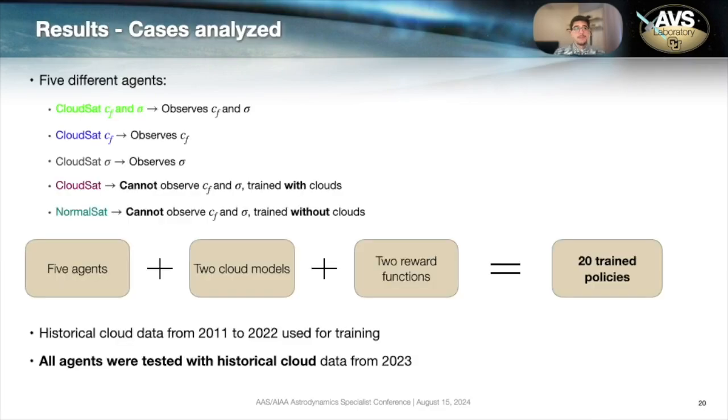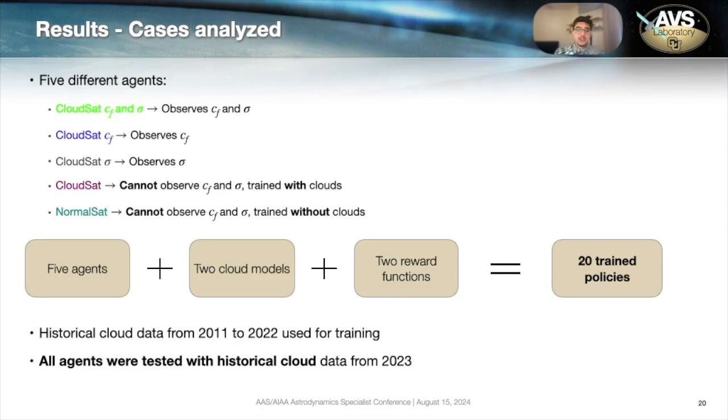So the results now. We consider 5 different agents that have different observation capabilities. CloudSat CF and Sigma can observe the forecast and standard deviation. CloudSat CF can only observe the forecast. CloudSat Sigma only observes the confidence in the forecast. CloudSat cannot observe any information about clouds, but it was trained with clouds, which means that the reward function accounts for the true cloud coverage. The normal set cannot observe any information about clouds and was trained without clouds, so a completely cloud-free environment.